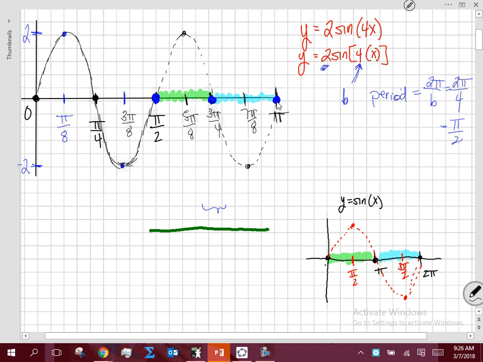You can maybe think about it, you know, maybe in your notes you might want to write this. We know for the parent function, that should be an x-intercept. That should be an x-intercept, okay? And this should be 1, should be a maximum, okay?